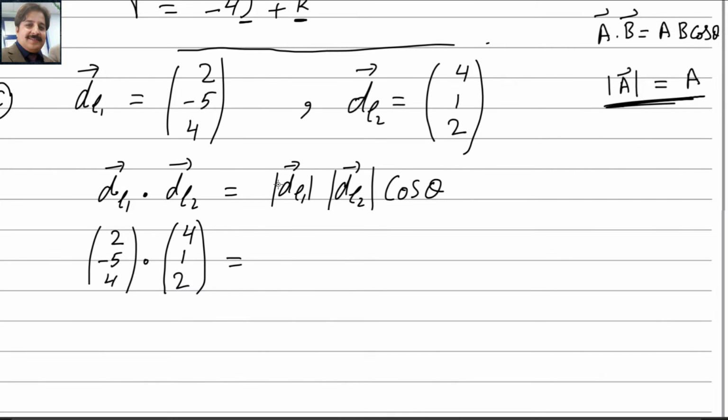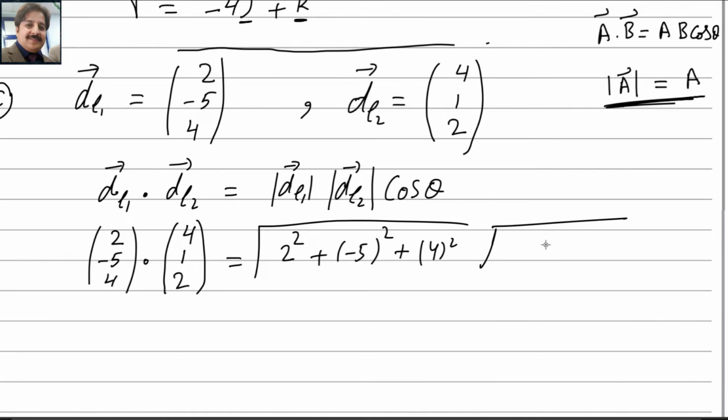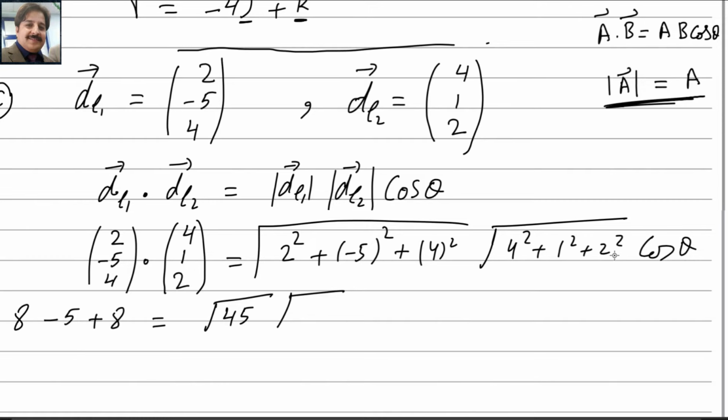Then how to find the magnitude of d1? We take the square of all the i's, j's and k's, and take the square root. Then we take the square root of the other one. It will be 4 squared plus 1 squared plus 2 squared, cosine theta. Here you multiply 2 with 4, it will be 8. Minus 5 with 1, it will be -5. 4 with 2, it will be 8. Solving this inside the square root, 2 squared is 4, 4 and 25 is 29, 29 and 16 is 45, and take the square root of this. 4 plus 1 is 5, 5 plus 16 is 21.